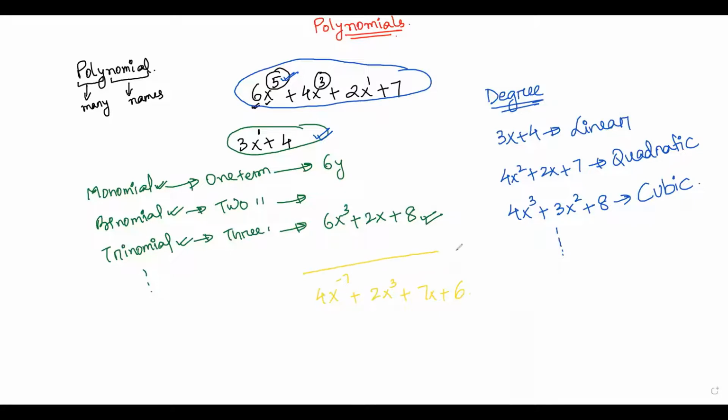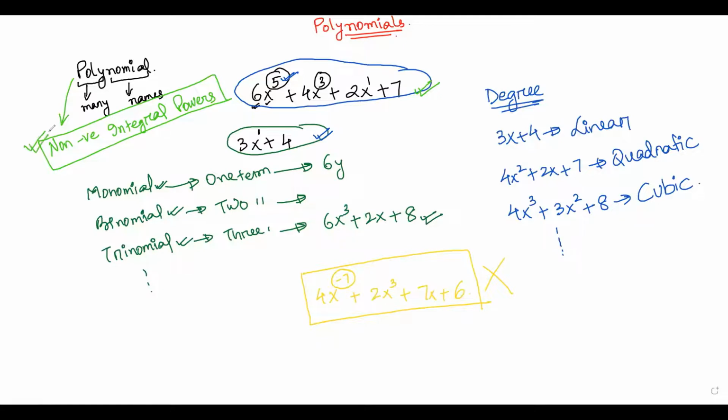Now suppose I have this algebraic expression 4x raised to power minus 7 plus 2x cubed plus 7x plus 6. Can this algebraic expression be defined as a polynomial? Since the power of the variable is a negative number, this algebraic expression cannot be defined as a polynomial. So a polynomial is a mathematical expression which contains many terms and consists of constants and variables, and the variables are raised to some non-negative integral powers.